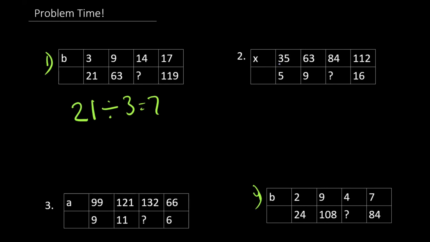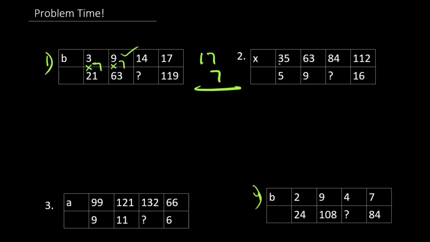So basically our rule might be 3, the top number, times 7 would give us the bottom number. Let's see if that is true for all the numbers. 9 times 7, is that 63? Yes, it is. 17 times 7, is that 119? Let's check. 17 times 7. 7 times 7 is 49. 7 times 1 is 7, plus 4 is 11, so 119. Yep, so it is times 7.